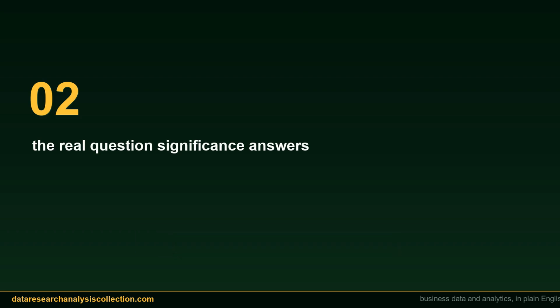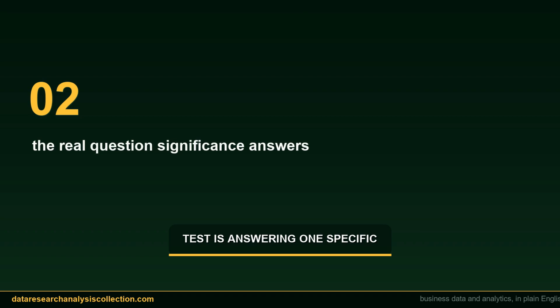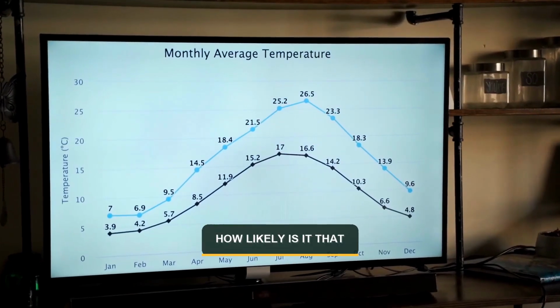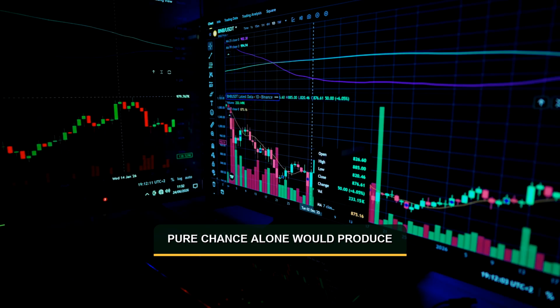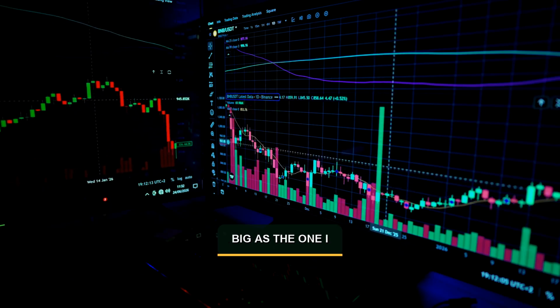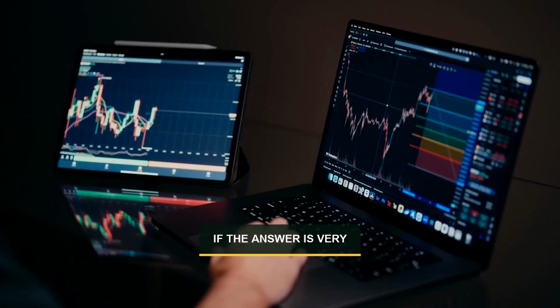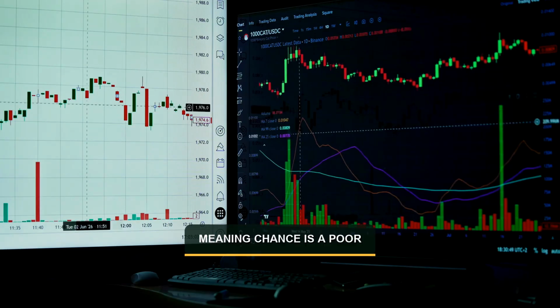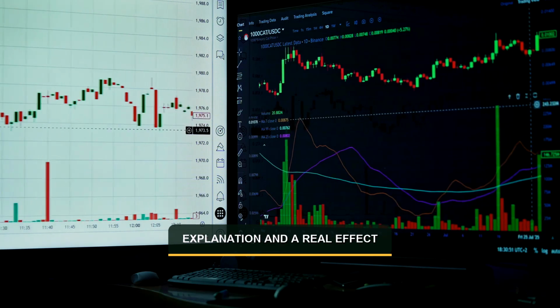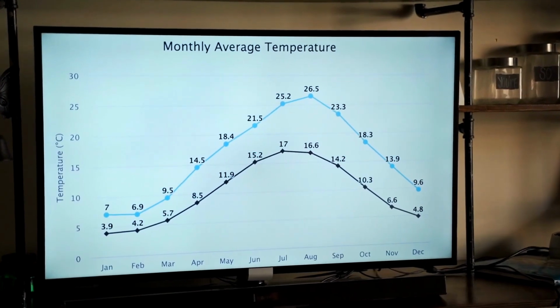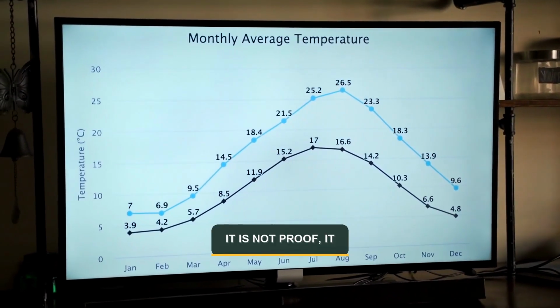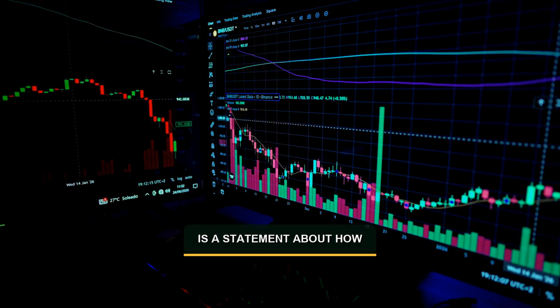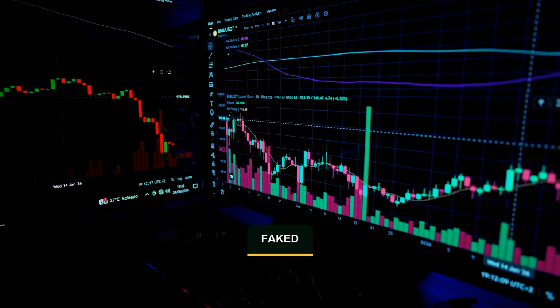The real question significance answers. Every significance test is answering one specific question. If there were truly no difference between your two versions, how likely is it that pure chance alone would produce a gap at least as big as the one I am seeing? If the answer is very unlikely, you call the result significant, meaning chance is a poor explanation and a real effect is a better one. That is the whole idea. It is not proof, it is a statement about how easily luck could have faked what you are looking at.